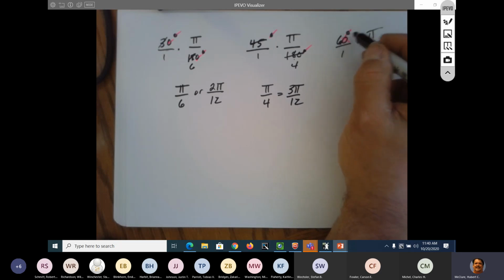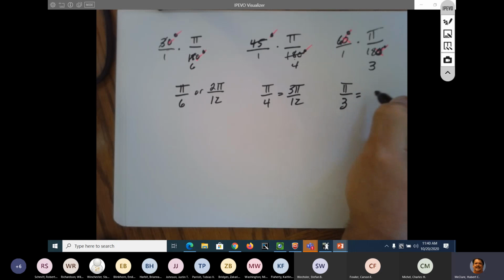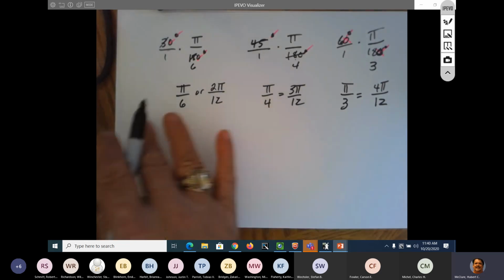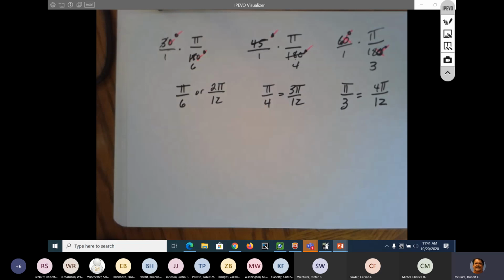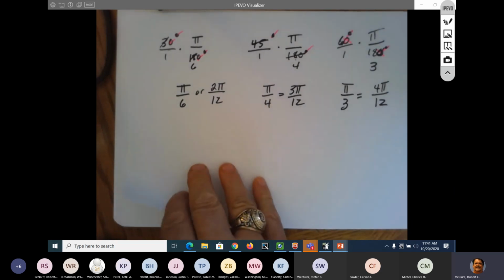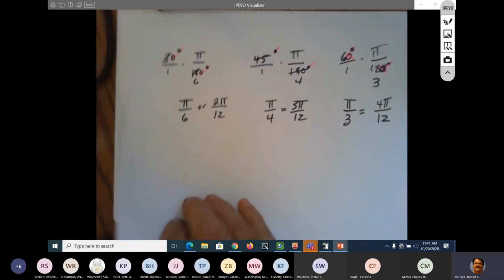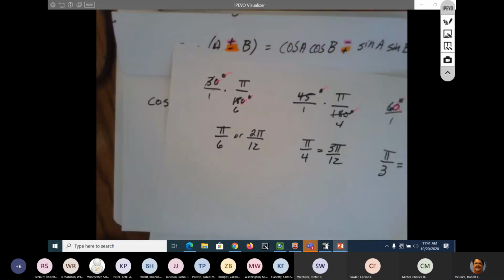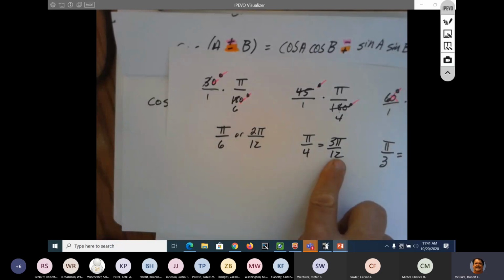Let's see, 60. And 6 will go into 18 3 times. Pi over 3. And pi over 3, if you wanted to write it in terms of 12s, that would be 4 pi over 12. So just giving you a little bit of, you got to remember this stuff. And when you remember it, it makes things a whole lot easier. So if I wanted to rewrite 5 pi over 12, I could use 2 pi over 12 plus 3 pi over 12.